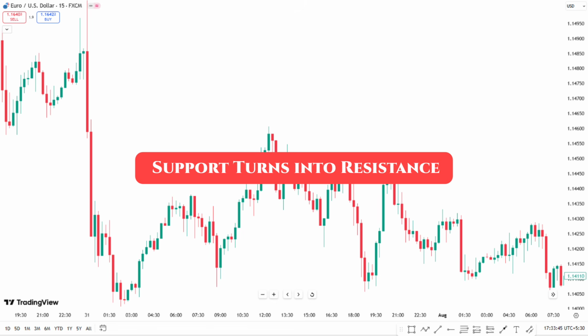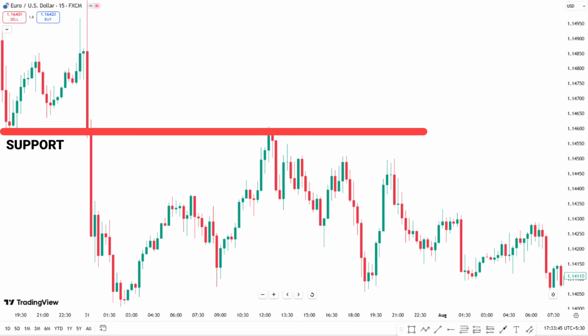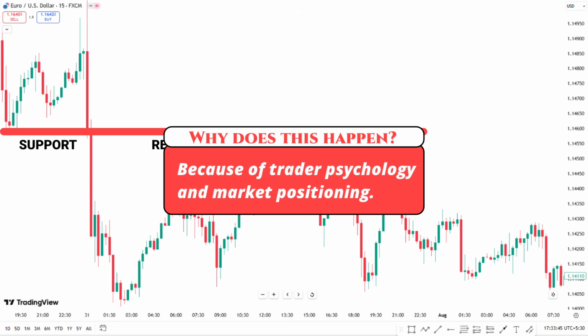Support turns into resistance. One of the most powerful concepts in trading is role reversal. When support is broken, it often becomes resistance. When resistance is broken, it often becomes support. Why does this happen? Because of trader psychology and market positioning.